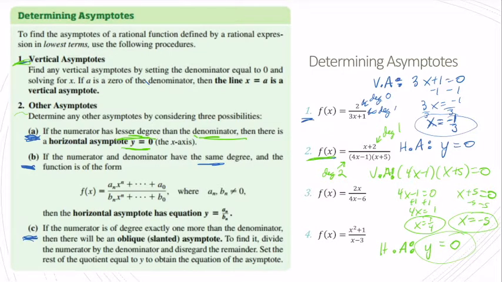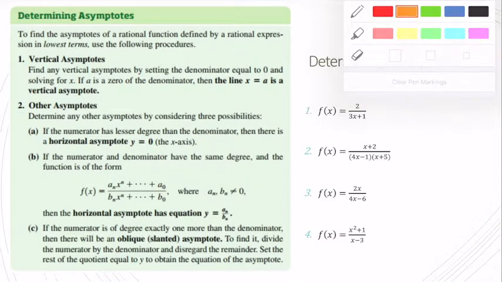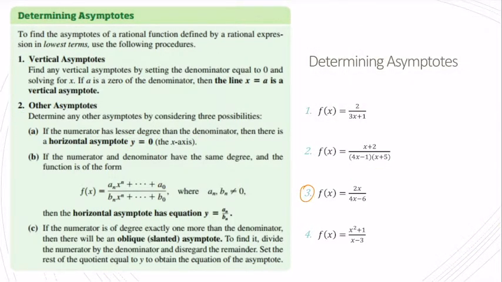All right, I'm going to go ahead and clear the space, and let's take a look at number 3. So the first thing I do to find my vertical asymptotes is I set my denominator equal to 0. I add 6 to both sides. I get 4x equals 6. I divide both sides by 4. I get x equals 6/4, which we would simplify down to 3/2. So I have one vertical asymptote at x equals 3/2.